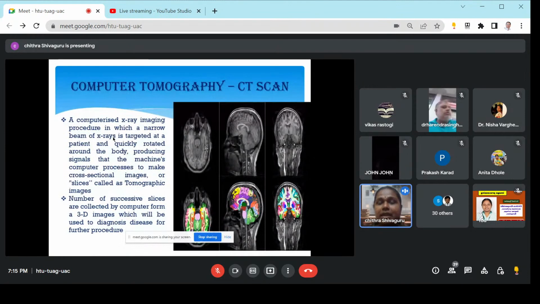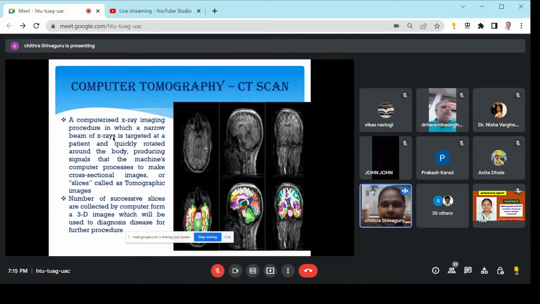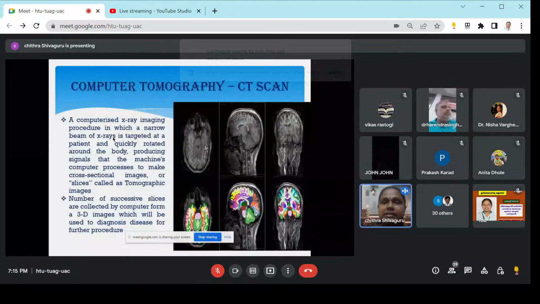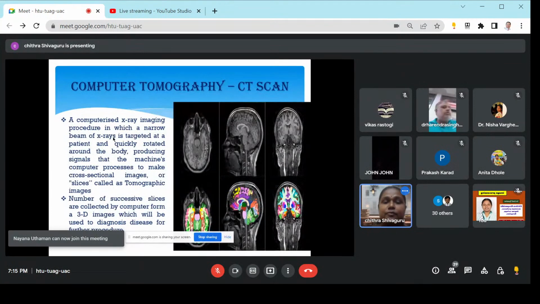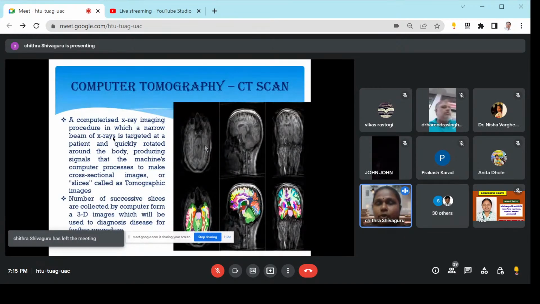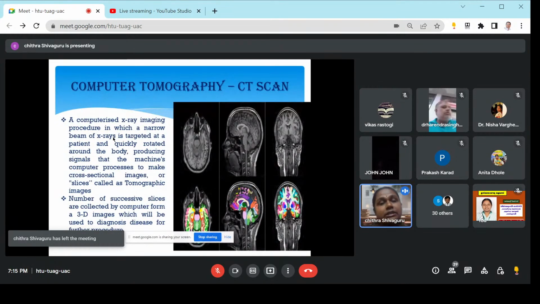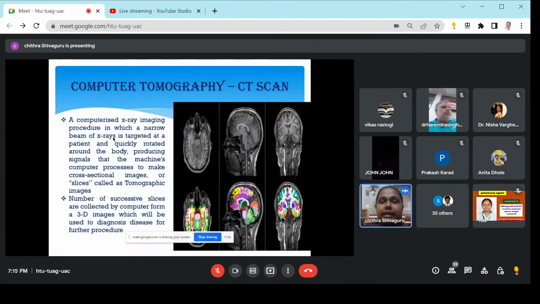The X-ray beam is rotated around the whole body of the patient and gives cross-sectional images, which are called tomographic images, and are in 3D. X-ray gives 2D images, but computed tomography, the CT scan, gives 3D images, which will further be used by physicians to diagnose diseases and for further treatment.